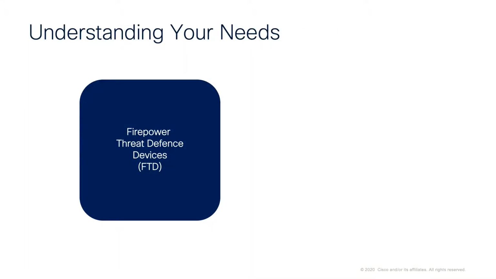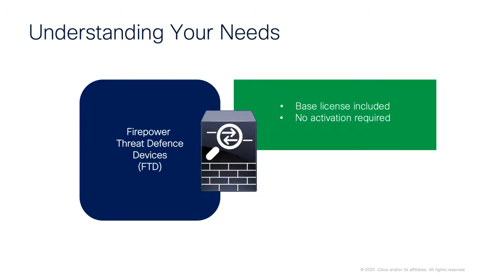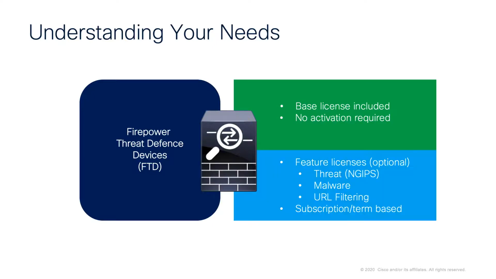When it comes to firepower licensing, the best thing to do is understand what it is you actually need, how many devices you're looking for, and the types of capabilities you want those devices to be able to offer. So we start with our firepower threat defense devices themselves. Remember, we get a base license included, and there is no activation required for that. And then it's just a case of deciding which feature licenses you want to deploy on top of the base. So again, we have things like the threat license for next generation intrusion prevention. We have malware licenses to provide the advanced malware protection, and we have the URL filtering licenses to give us the URL categorization control within the security policies. All of the feature licenses are subscription and term-based, and again, they are for 1, 3, or 5 years.